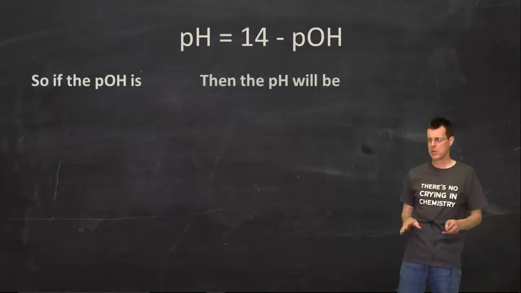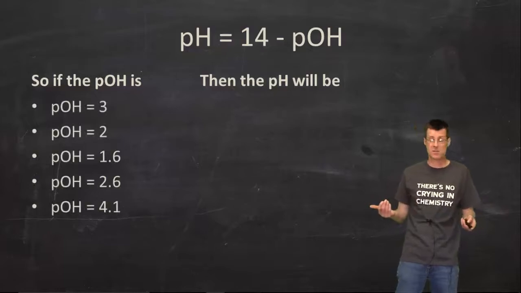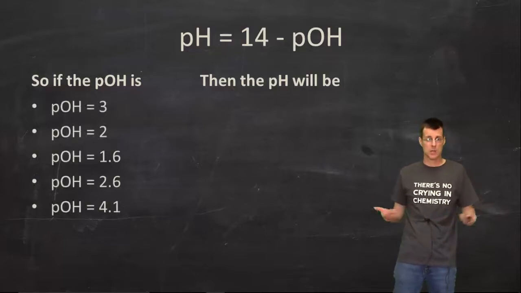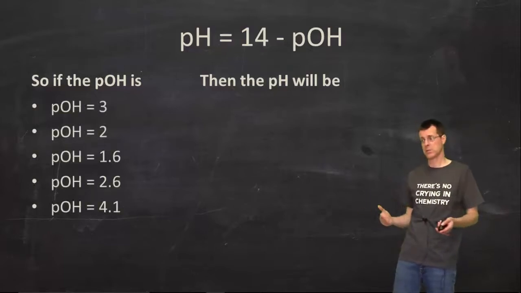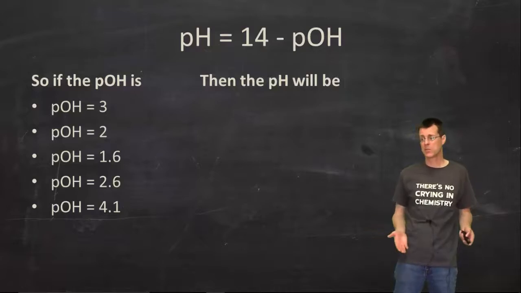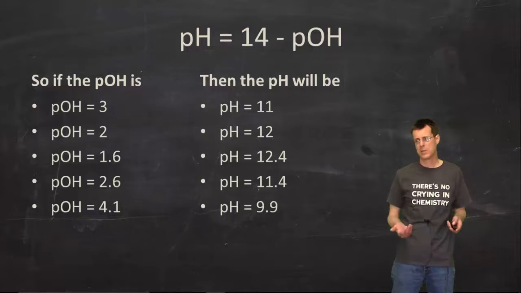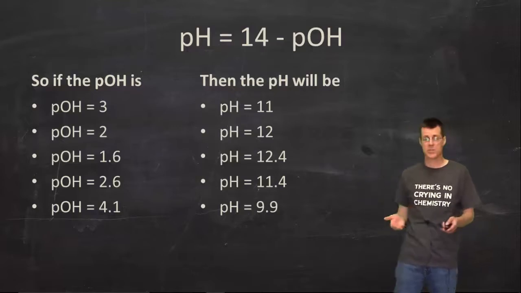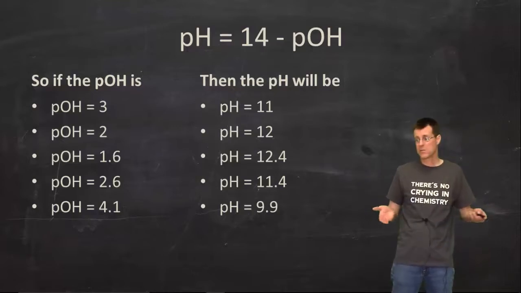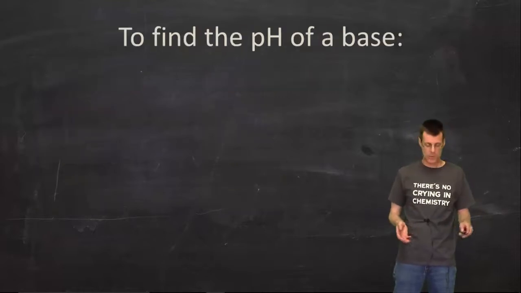Okay, if I know the pOH, but I want to know the pH, I just do 14, subtract that number. And again, you can pause the video and do 14, subtract that number. You could probably do a couple of these in your head. You could probably do them all in your head. And then you get the pH numbers, and you'll notice that our pH numbers now are basic. So, no surprise.